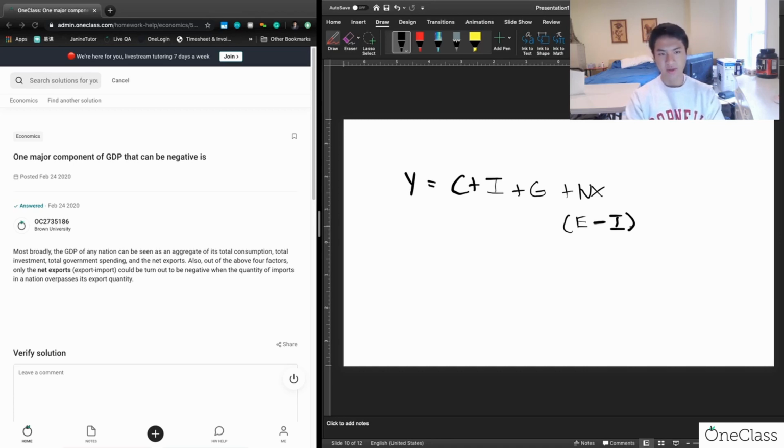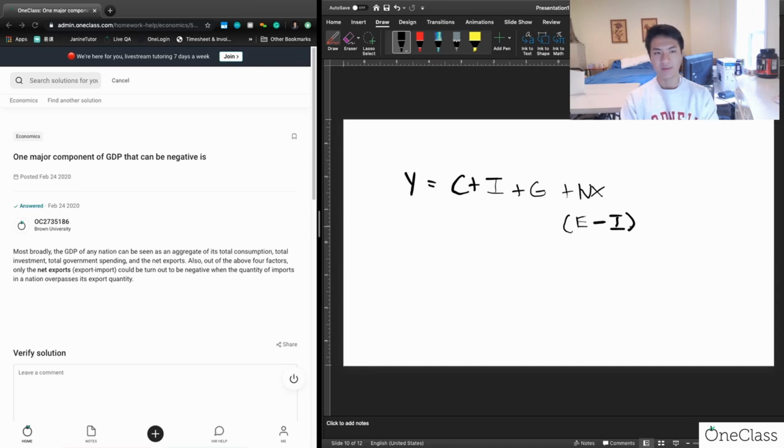And finally, net exports. And so here we get to a period in which we could have a negative component of GDP, and that's because if we run a trade deficit where our exports are less than our imports, then the greater quantity of imports is going to cause net exports to be negative, basically, and that's going to decrease GDP. And that's something that can happen sometimes.